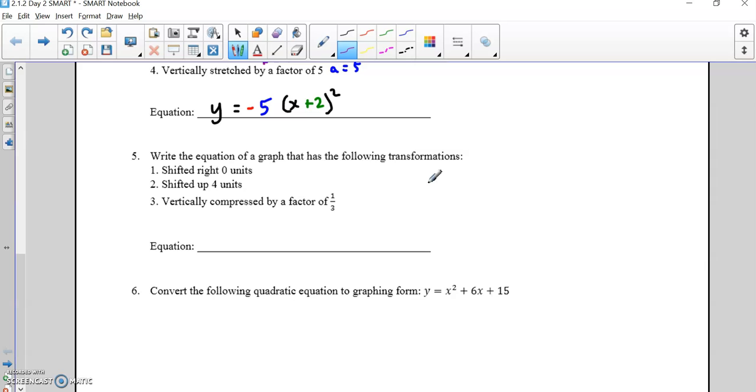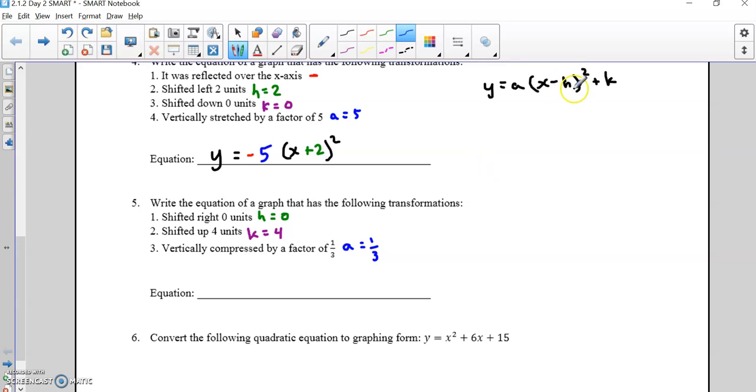Alright, one more of those. We have shift to the right by 0 units. That tells us our h is 0. Up 4. That tells us that our k is 4. And we have a compression by a factor of 1/3. So compression means we're talking about A.